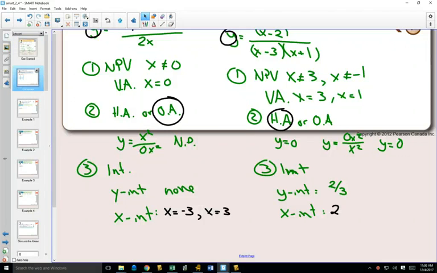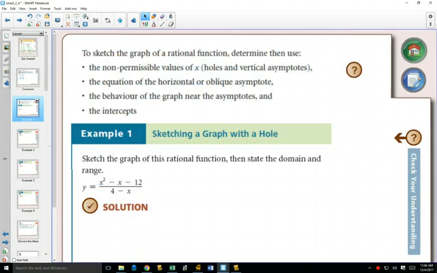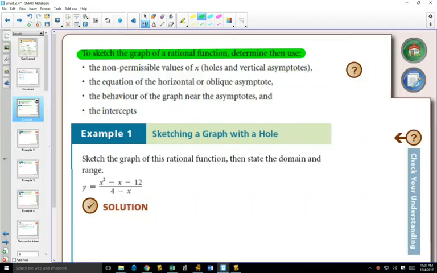So at the beginning, right before example 1, if you want to number these things and highlight this, these are the basic steps for sketching any rational graph. We've done these already because we already graphed in section 2.3, but this sort of itemizes it.